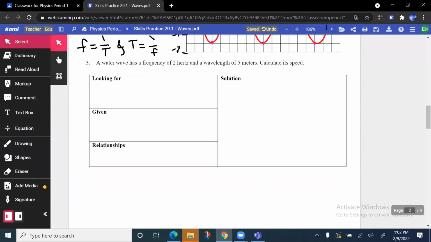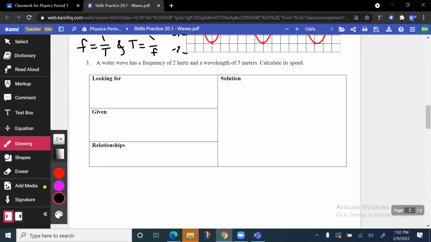As always, the first thing we do is read and annotate. Number 3, a water wave has a frequency of 2 hertz and a wavelength of 5 meters. Calculate its speed. Anytime you're given hertz, you're given frequency. Anytime you're given meters for a wave problem, you're given wavelength. We're looking for speed. We use the question mark. F is 2 hertz. Lambda is 5 meters. And the equation we need is frequency times wavelength.